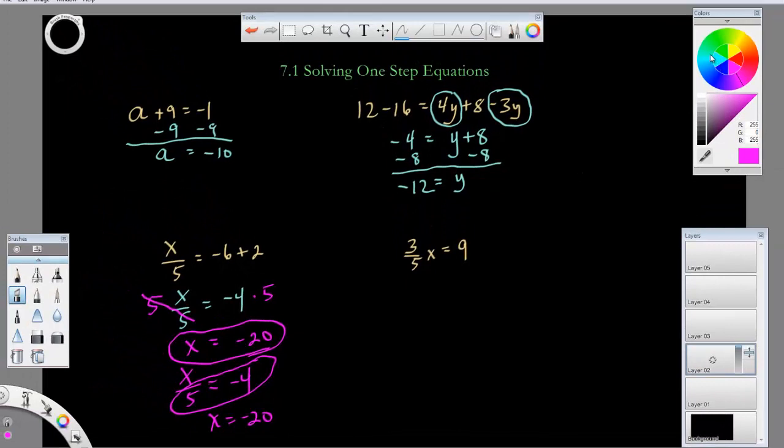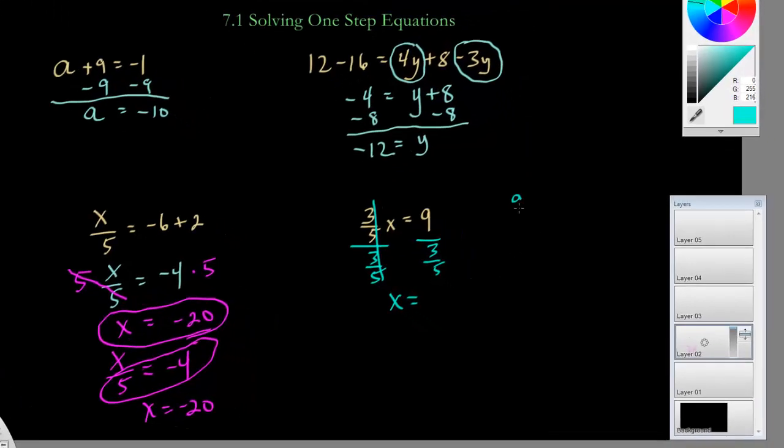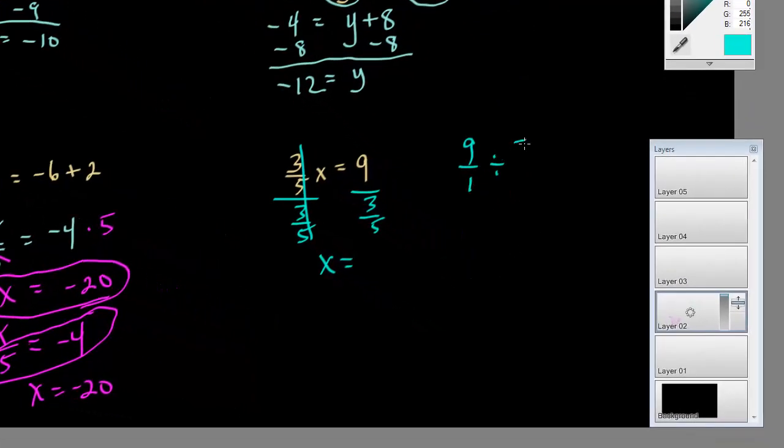All right, over here, this is where we divide both sides by 3/5. And remember, I showed you 2 ways to do this problem last time too. So that would cancel, leaving me x equals whatever 9 divided by 3/5 is. That's 9 over 1 divided by 3/5, which is 9 over 1 times, and we flip that over. That's my reciprocal symbol. 5 over 3, cancel, and that would be 15.